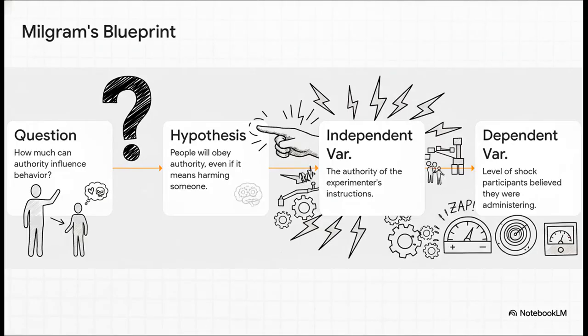And here's the architecture of his study, just laid bare for us to see. The question was all about obedience. The hypothesis was that an authority figure's instructions could literally make someone act against their own conscience. The independent variable, the thing he actually manipulated, was the authority figure's commands to continue. And the dependent variable, the effect he measured, was the level of fake electric shock the participant was willing to give someone. It was a perfectly constructed experiment, even if it's still debated ethically today.